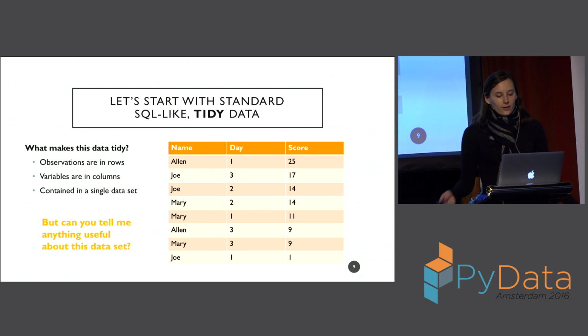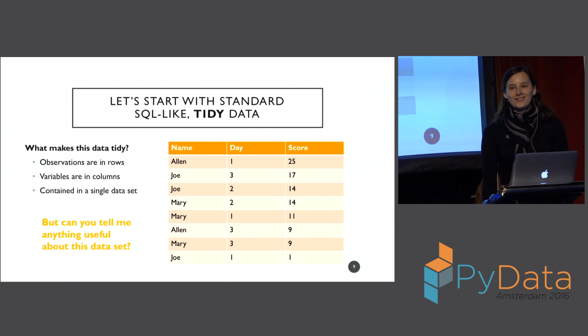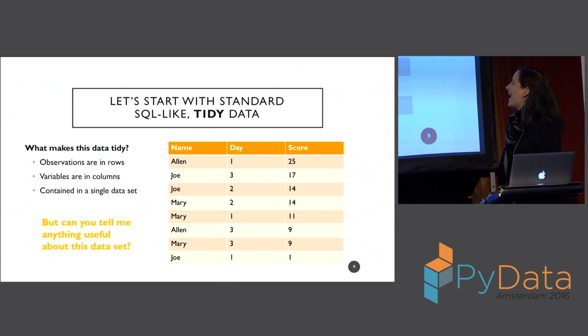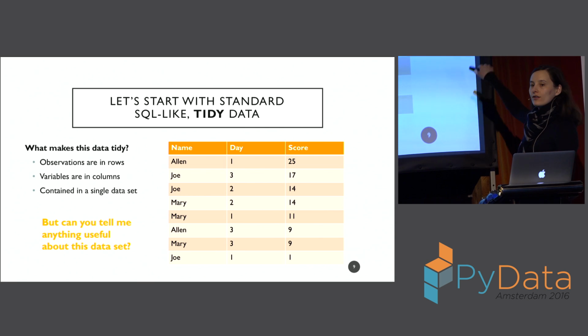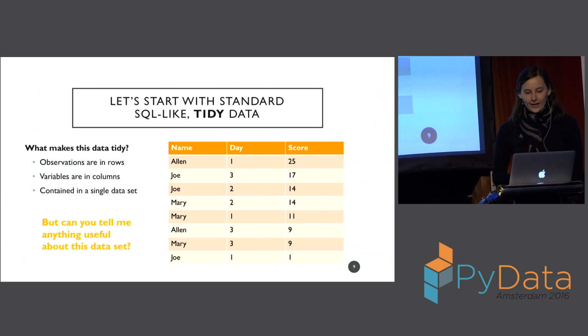Can you tell me anything useful about this data set? Quick. What do you see? Okay, not fast enough. I will tip you off a bit and say maybe if you look here, you'll see something useful. What useful info do I have? Okay, what's the high score? 25. What's the low score? How many people? Oh, there's a big delay, right? How many days? Big delay, right?